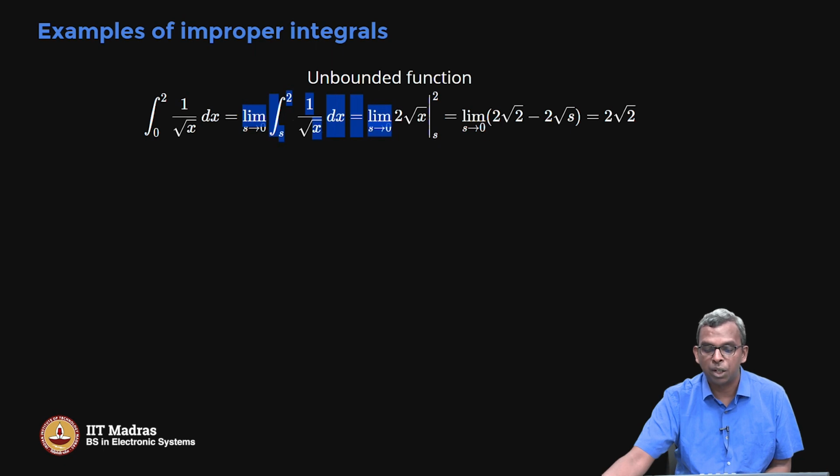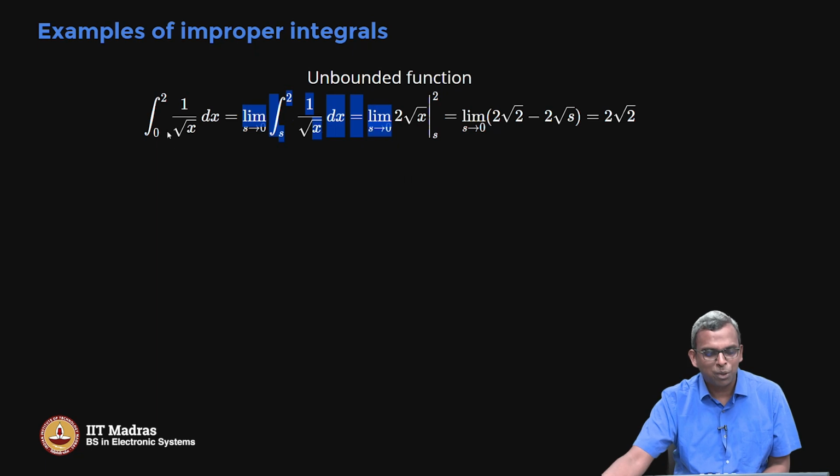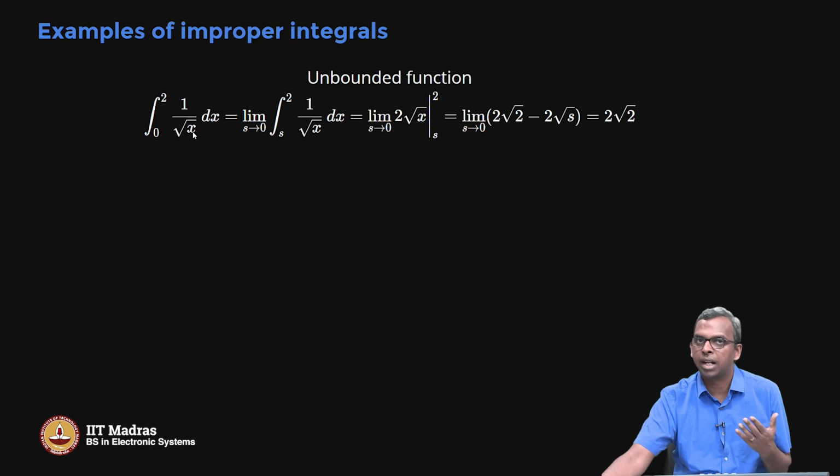You do not need this limiting operation. Forget that the limiting operation exists. You simply do integration as it is. You just do 2 root x, substitute between 0 and 2, you get the answer. So, that is why this limit is often forgotten in improper integrals, but it is not the correct thing to do. You should remember that there is a limit.